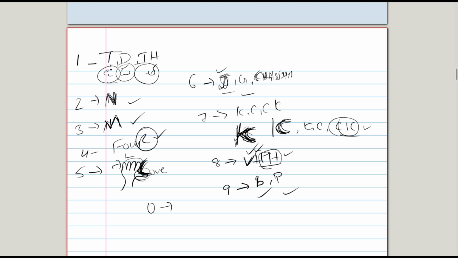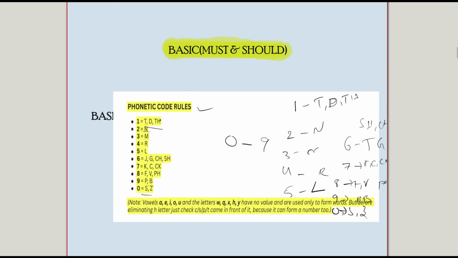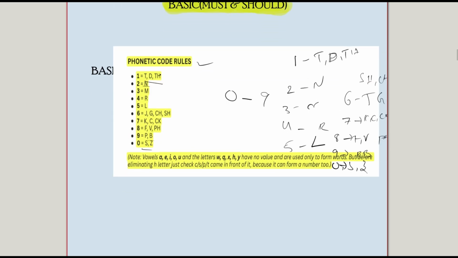Now coming to 0. The 0 stands for S or Z. We need to remember this whole table to go further, so first of all, learn this table by heart at any cost. After that, there is a small note down there. You can see this: vowels A, E, I, O, U and letters W, Q, X, H and Y have no value, so they will not form any words.